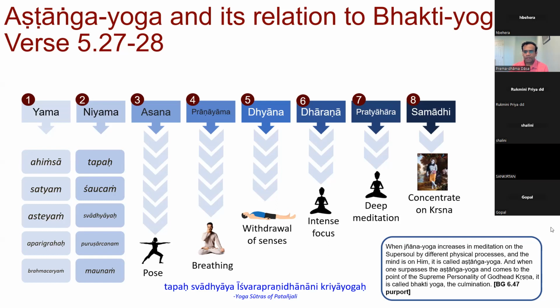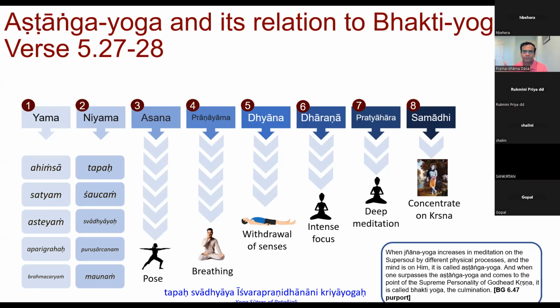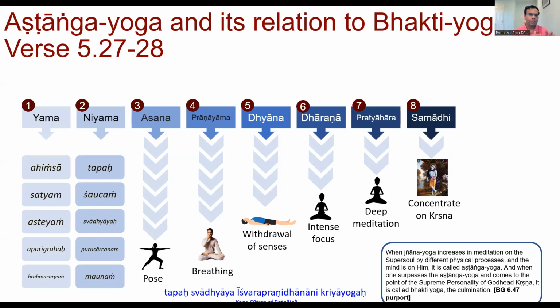I'll put this quote from one of Prabhupada's purports, in the last verse of the next chapter. When Jnana Yoga increases in meditation on the Supersoul by different physical processes, and the mind is on Him, it is called Ashtanga Yoga. And when one surpasses Ashtanga Yoga and comes to the point of the Supreme Personality of Godhead, Krishna, it is called Bhakti Yoga, the culmination. So eventually the goal is Krishna. But if you skip that, then it's nothing but some physical exercise. This yoga is of no use otherwise.